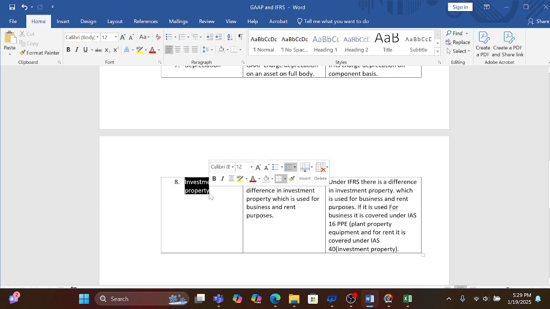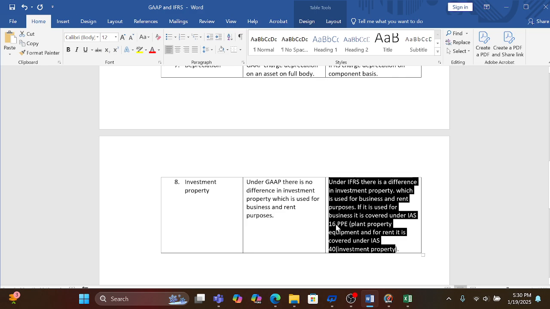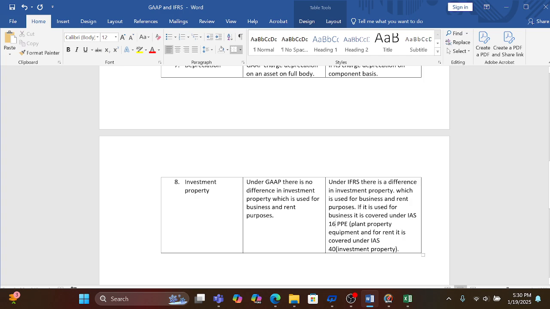Now we have investment property. So guys, under the GAAP, there is no difference in investment property which is used for business and rent purposes. But under the IFRS, they are bifurcated into different parts. If we use that property for business purposes, it will be covered under plant property equipment. But if we are going to give it on rent, it will be covered under IAS 40, that is investment property. So under the IFRS, it is bifurcated into two parts: IAS 16 plant property equipment, and investment property, that's IAS 40.